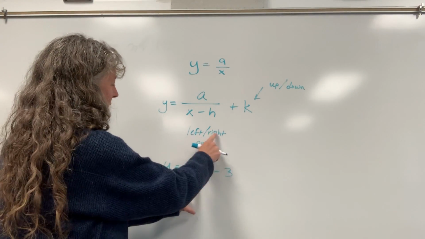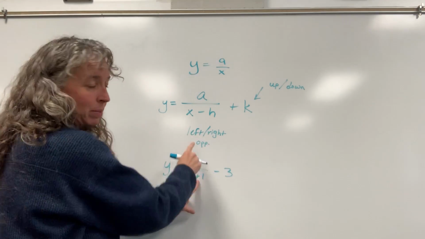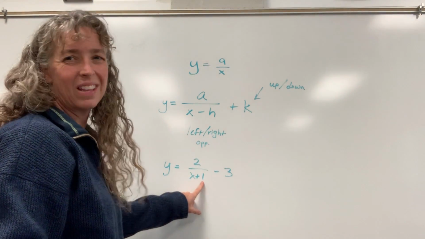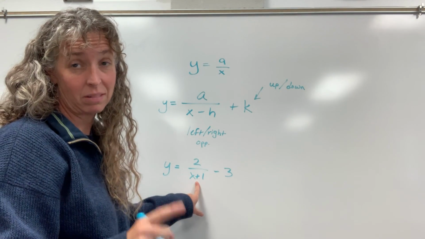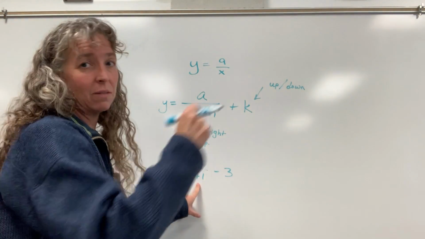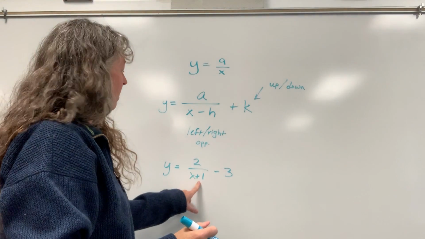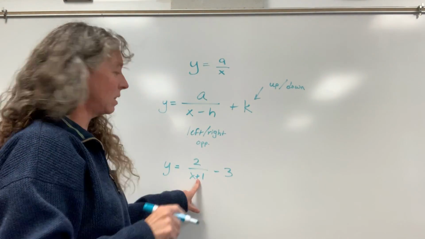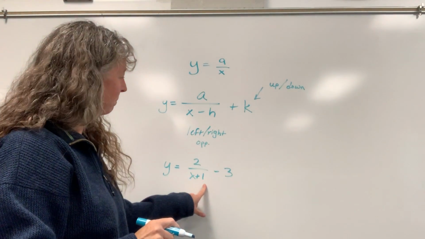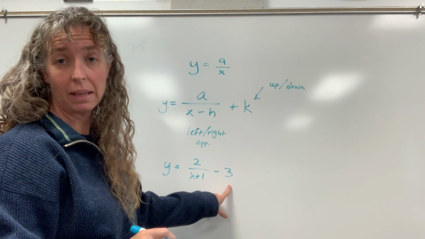This number right here tells us we're going to move left or right, but it's opposite. So if this is a positive one, that's really moving left. That's what I mean by opposite. You would think positive one would mean to go that way, right? Well, on this bottom section here, it means the opposite thing. So this one would be going left 1 and down 3.